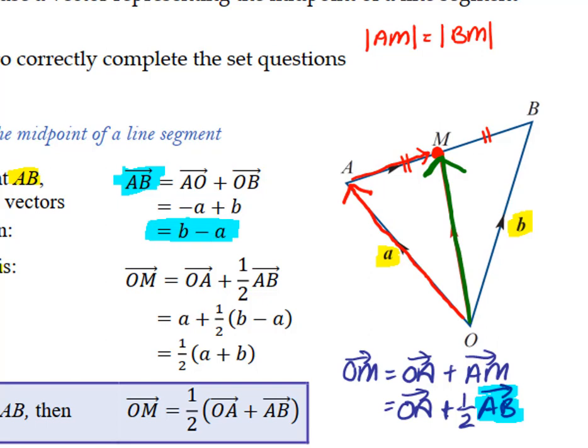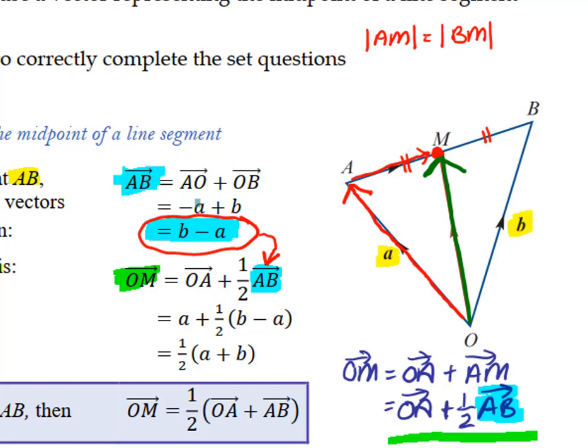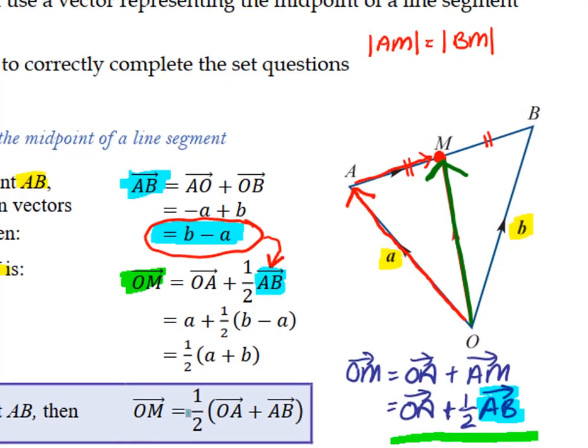We have that our OM is our OA plus our half AB, which we just found down here. So now we can plug this information into that formula. So we replace the AB with the B minus A. So now we have A for OA plus a half B minus A, and we can rearrange that to be a half of A plus B.